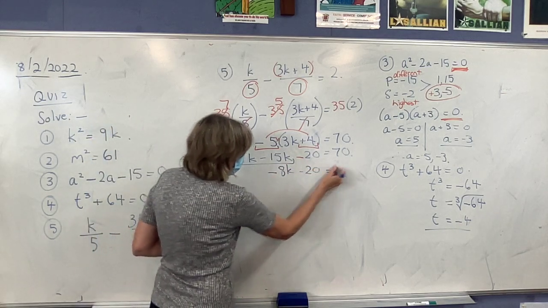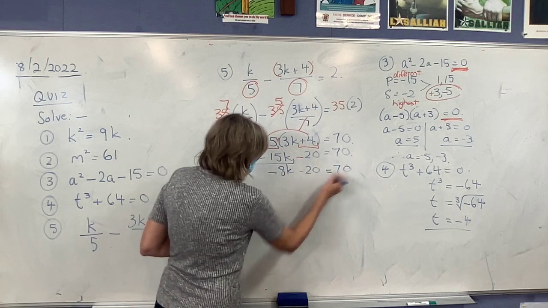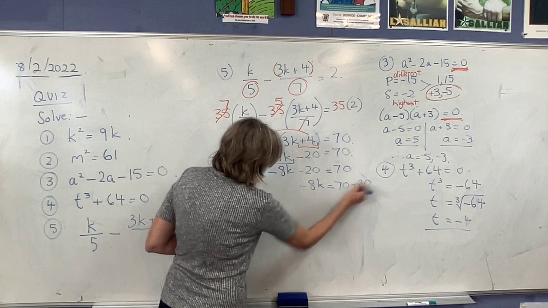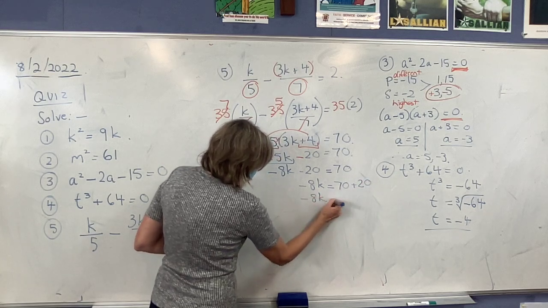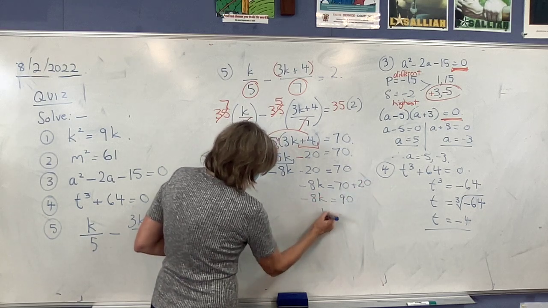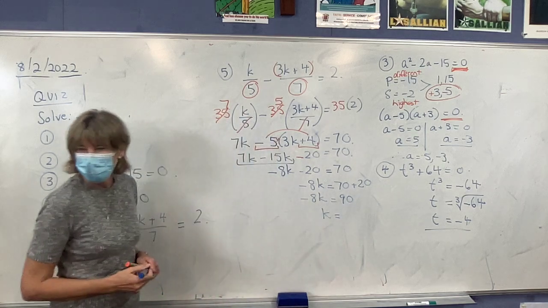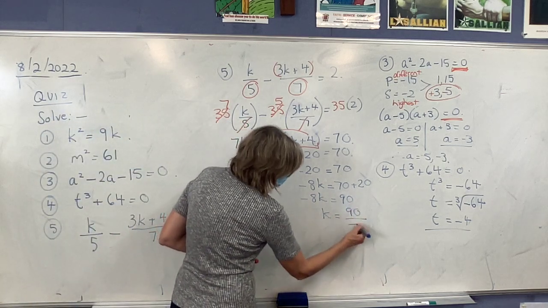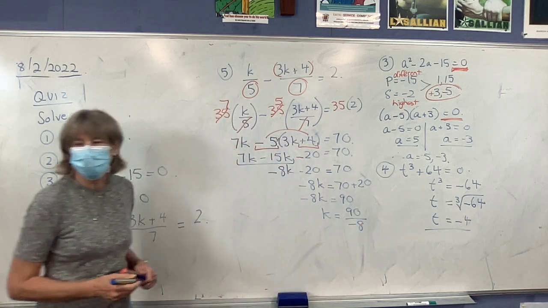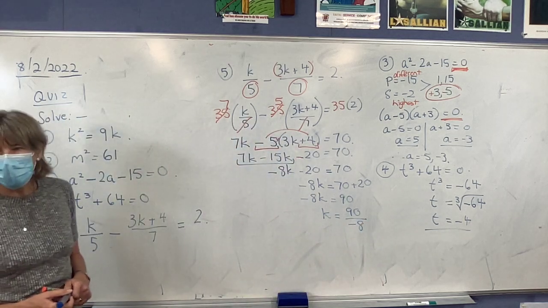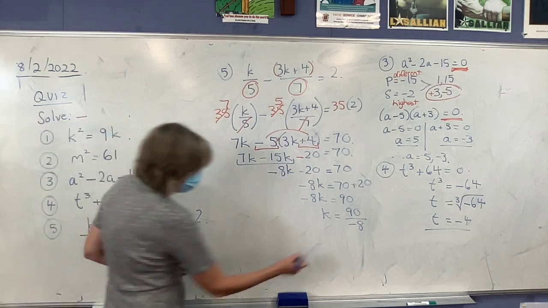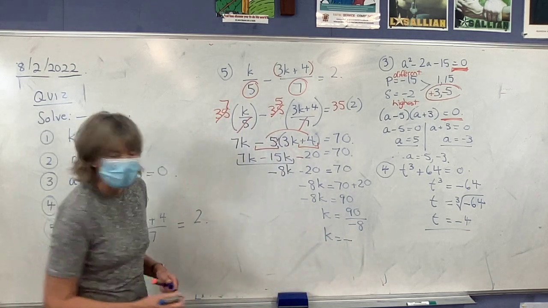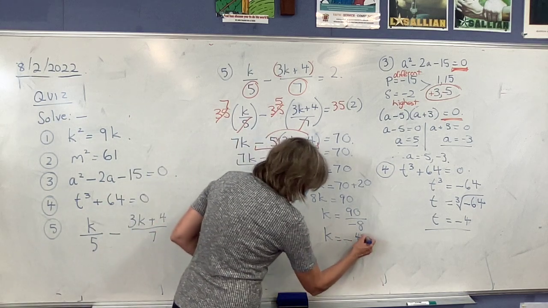Alright. Now what do you want to do? Minus 8k equals 70 plus 20. Keep going. Minus 8k equals 90. Yep. And then you would do k equals 90 over minus 8. Yep. It doesn't matter where that minus goes. You can put it out the front, on the bottom, or up the top. Simplified on your calculator. It does go a bit further, doesn't it? Minus 45 over 4. And that's your answer.